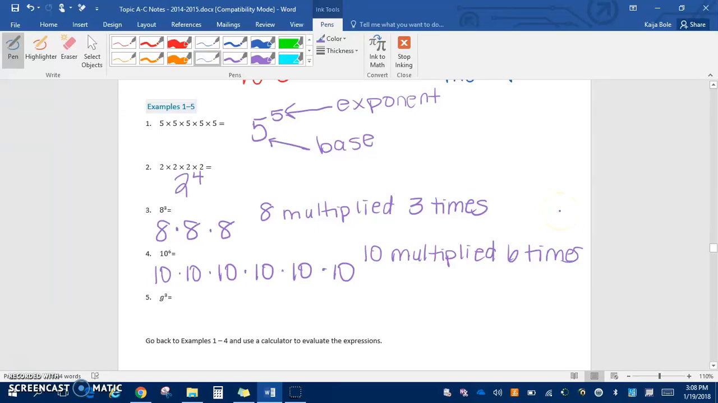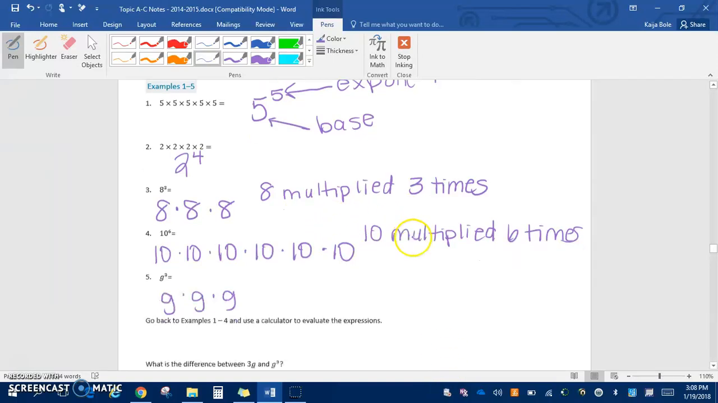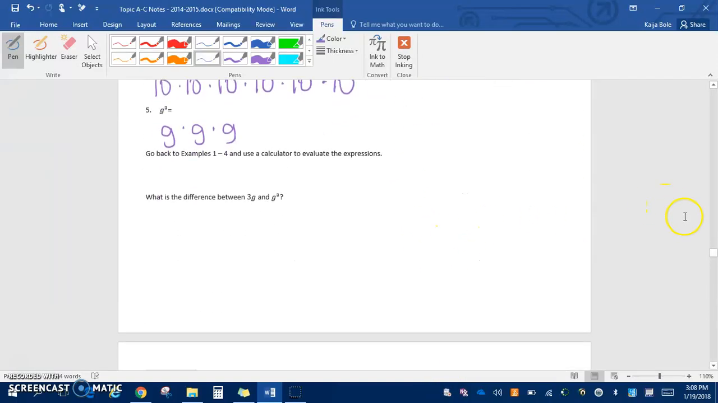And now here we just have the variable g, but it's g to the 3rd, so it would be g times g times g, so it would be g multiplied 3 times. Right. We're going to skip the part here where it says about using a calculator, but I want to look at this bottom part, and I'm going to put it in red because it's very important.